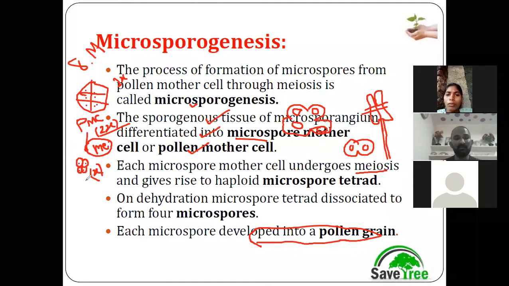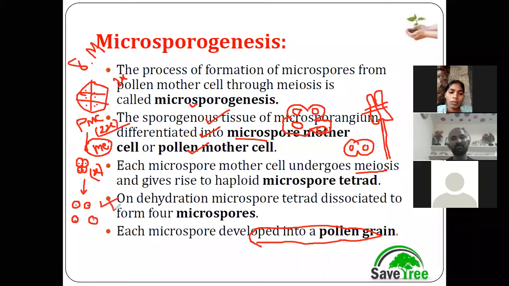Later, these tetrads undergo dehydration, so they dissociate and finally produce four pollen grains. The tetrad cells are separated and finally produce the microspores, and each microspore develops into a pollen grain. So here, every pollen mother cell produces how many pollen grains? Four pollen grains.